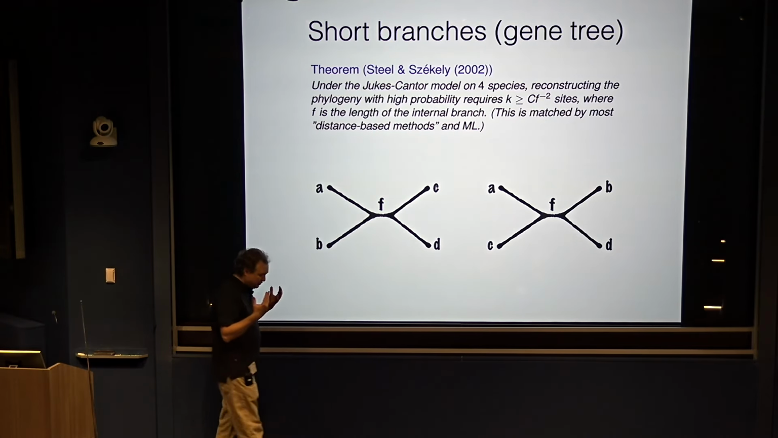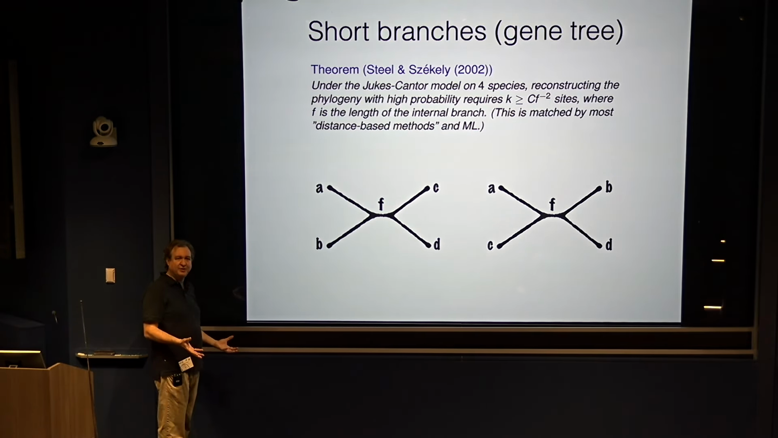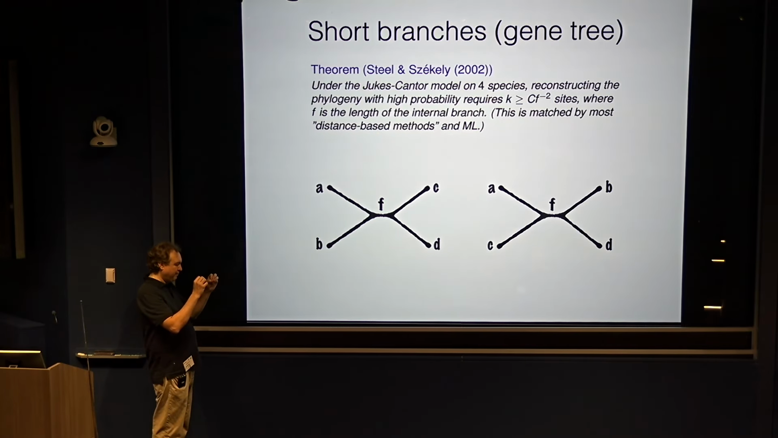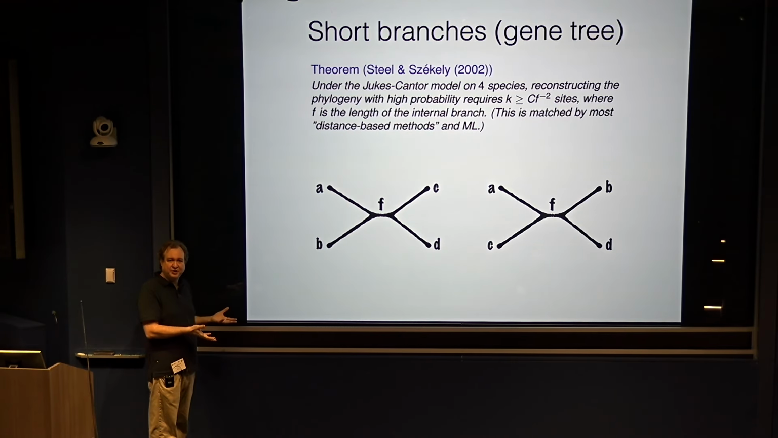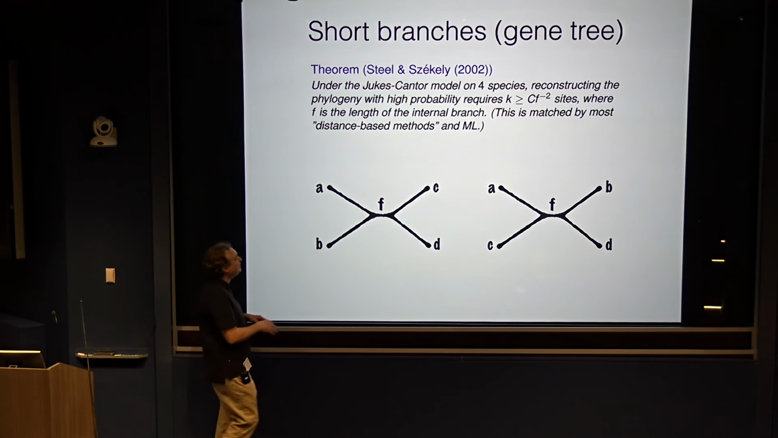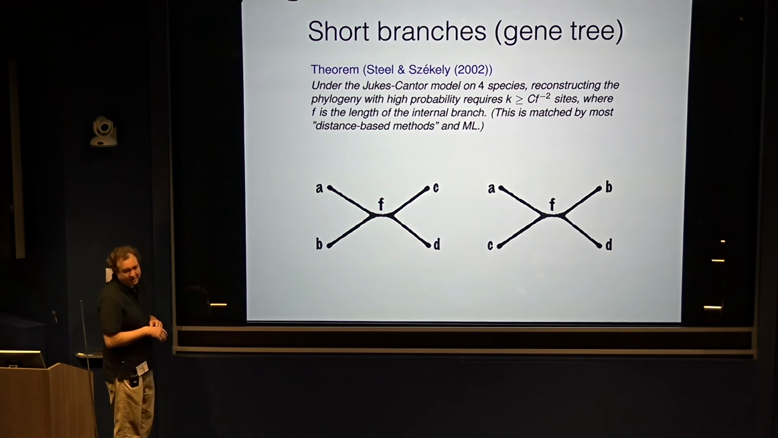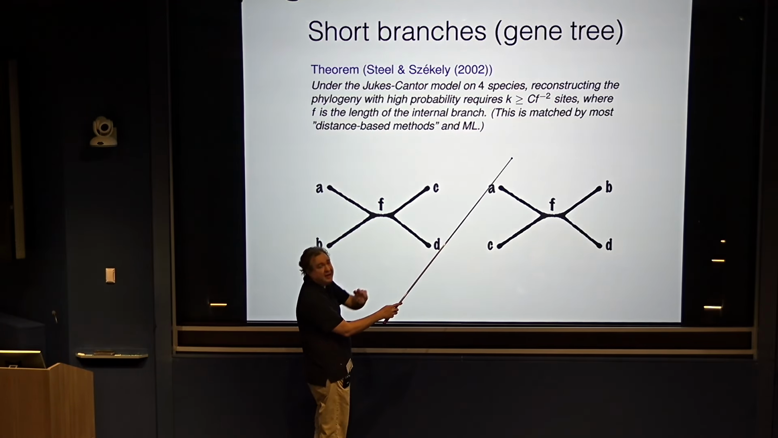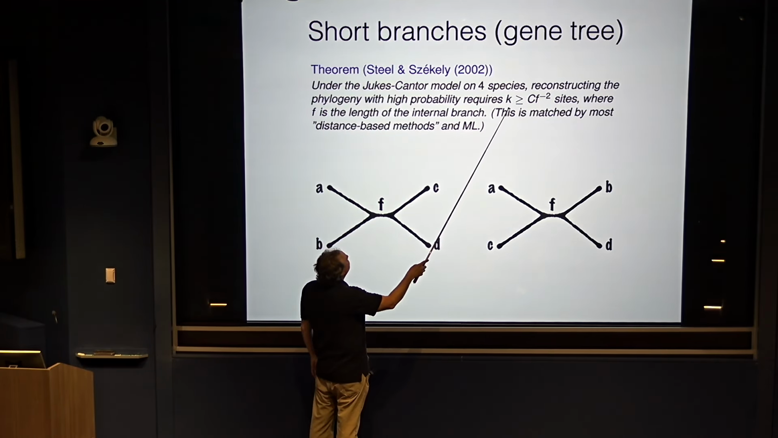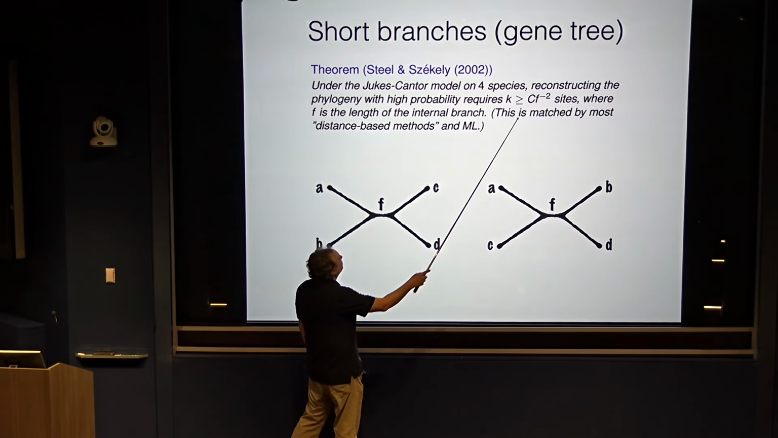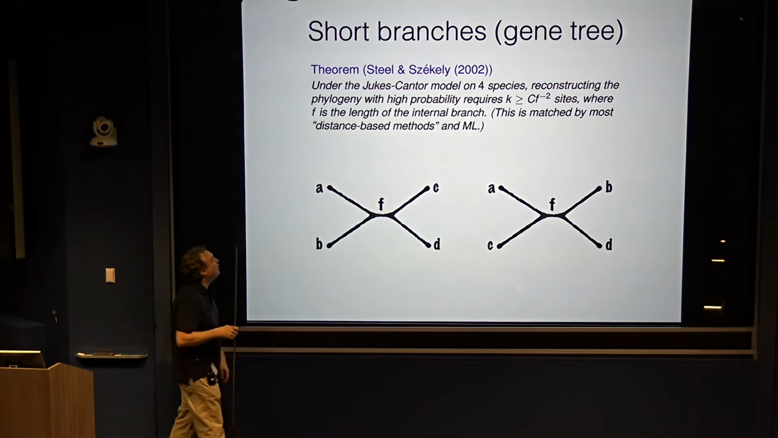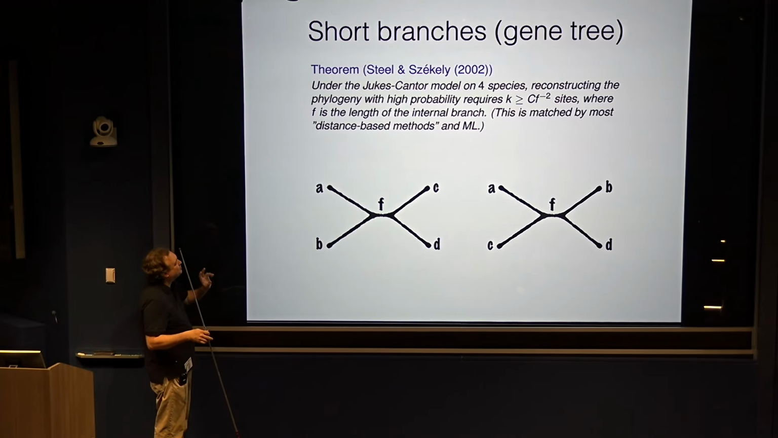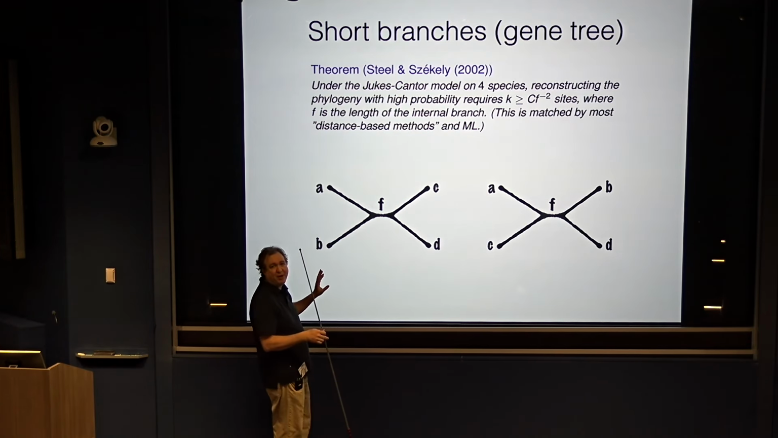They both produce a distribution of data. For now, let me just focus on the first step of my process, the substitution process that creates this genetic data on a gene tree. They create two different distributions. And what you can show is that, where k is the number of columns in my data, so the number of sites that I have, unless k scales like 1 over f squared, no method whatsoever is going to be able to tell these apart with high probability.